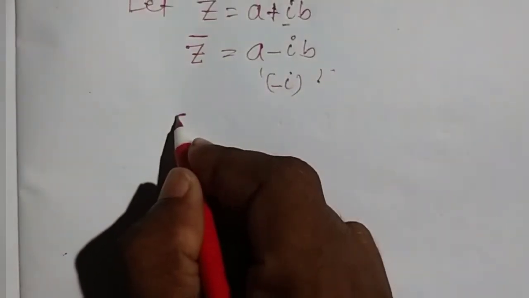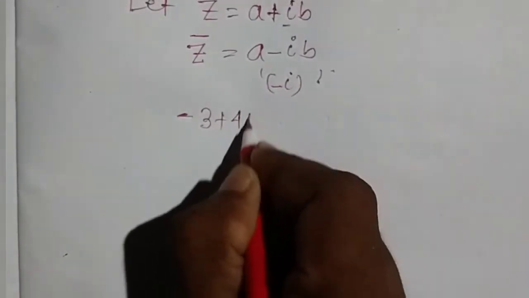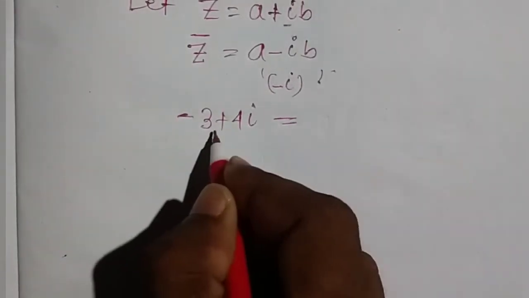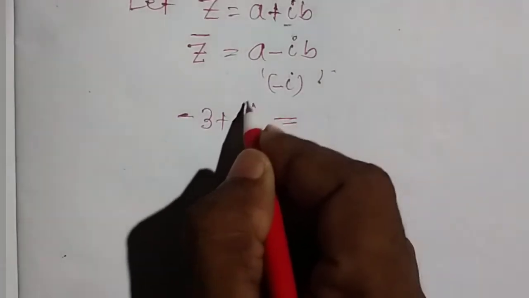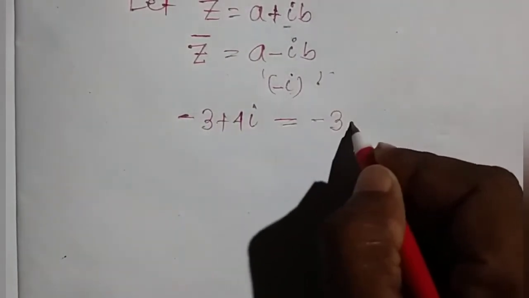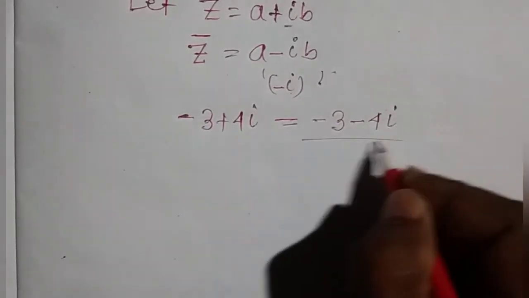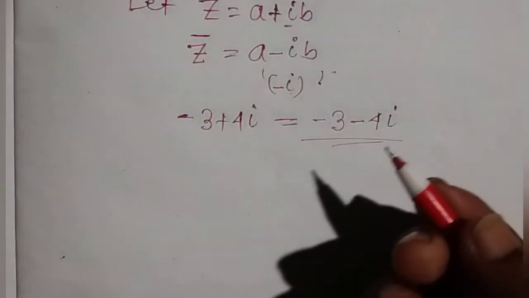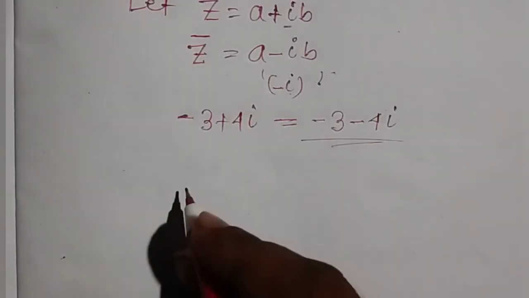Understood? For example, if I write here minus 3 plus 4i, what is the conjugate of minus 3 plus 4i? Just replace this i with minus i, so we get minus 3 minus 4i. This is our answer. Now you can solve all the conjugate problems.